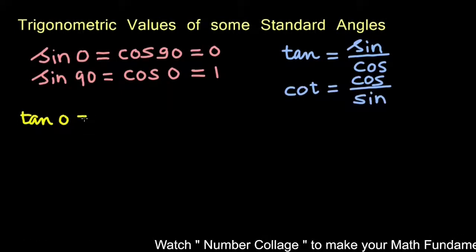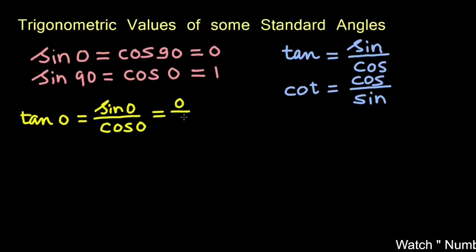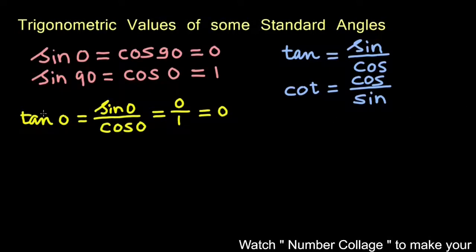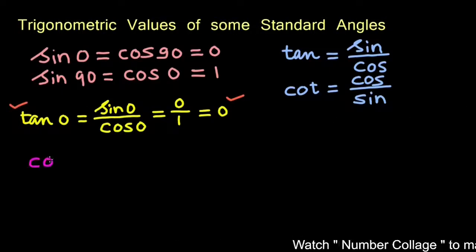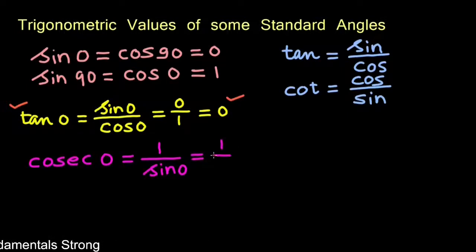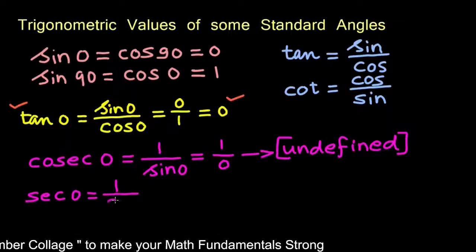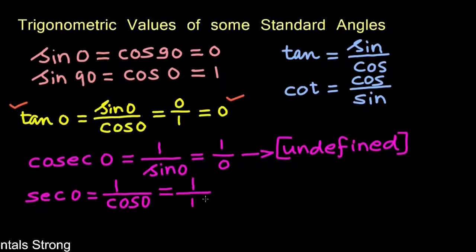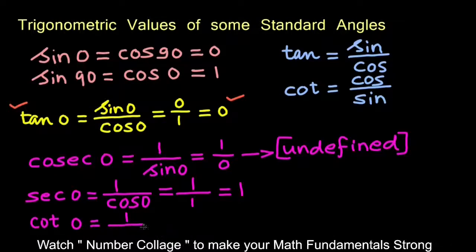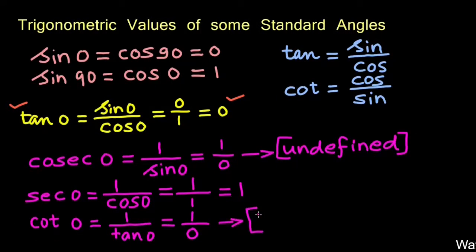So tan 0 will be sin 0 upon cos 0, that will be 0 upon 1, which will be 0. So tan 0 is 0. Cosec 0 will be 1 upon sin 0, which will be 1 upon 0. So cosec 0 will be undefined. Sec 0 will be 1 upon cos 0, which will be 1 upon 1, that will be 1. Cot 0 will be 1 upon tan 0, which will be 1 upon 0, and it will be undefined.